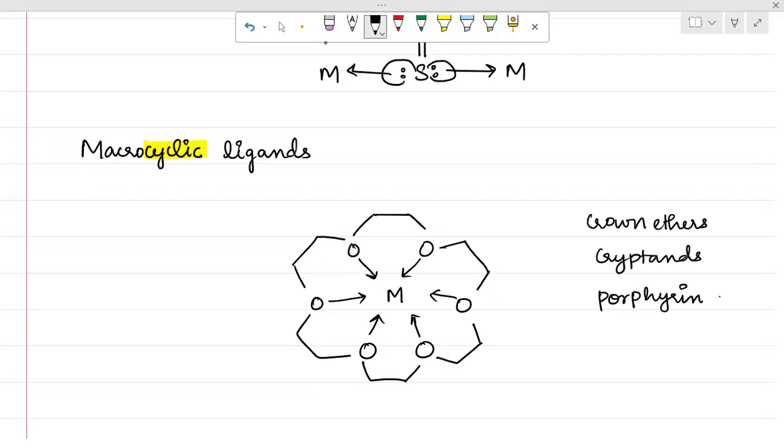Okay, so these are the different types of ligands, just the very basics of one of the components of coordination compounds, which is the ligand, okay?